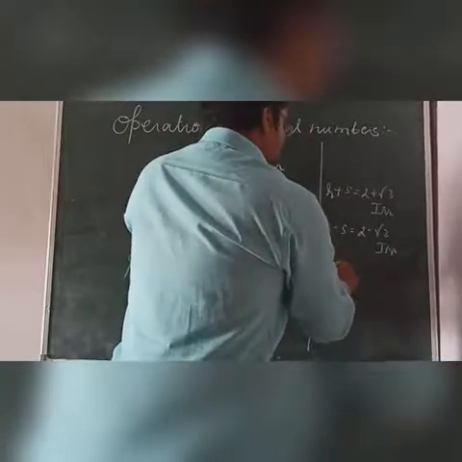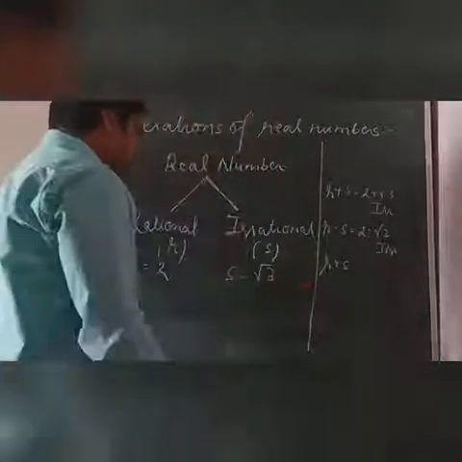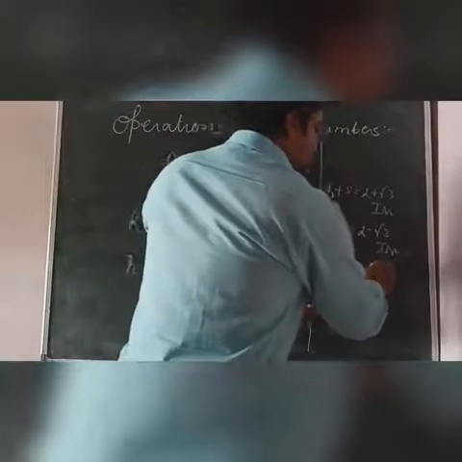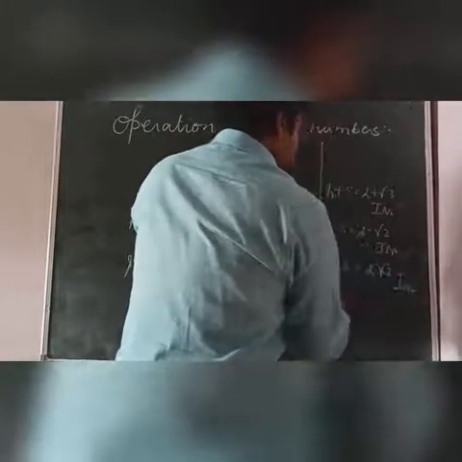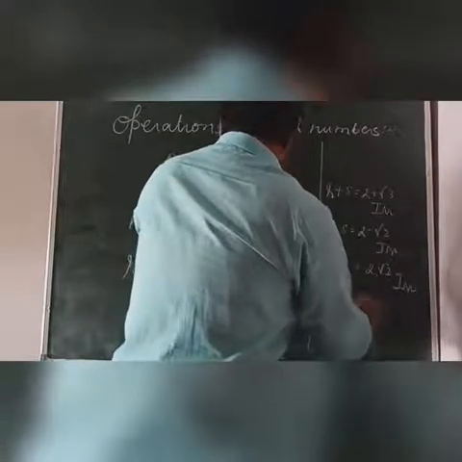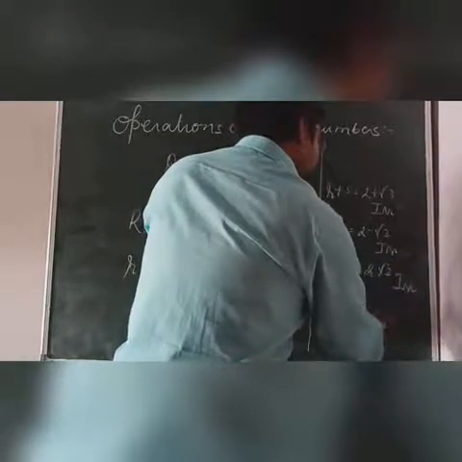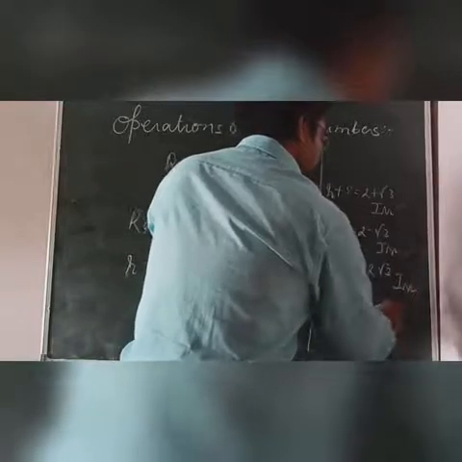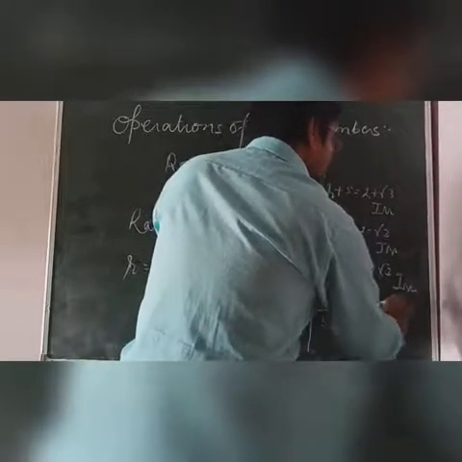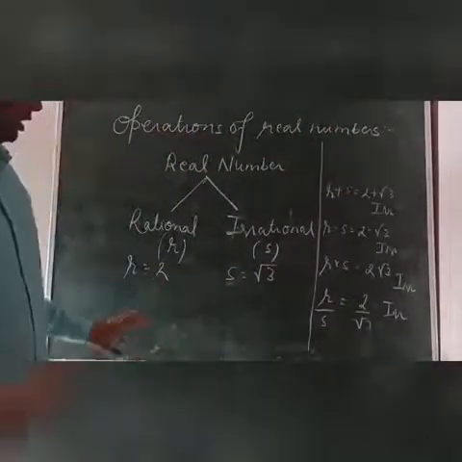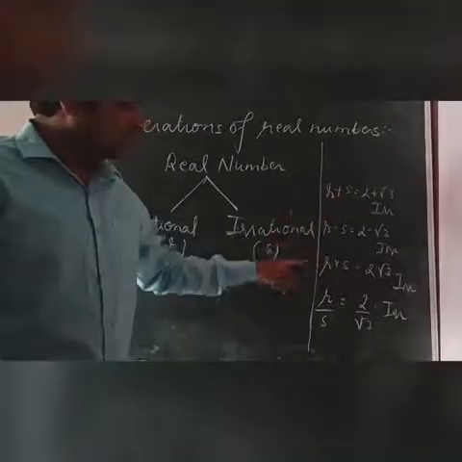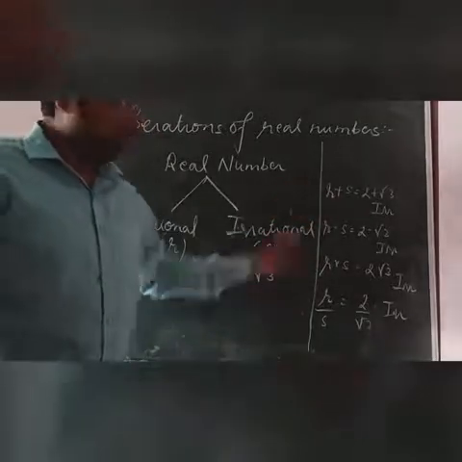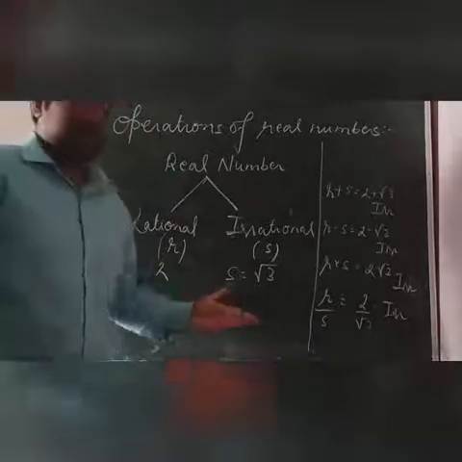And r into s, you can say 2 into root 3, also irrational. R divided by s, you are getting 2 by root 3, which is also irrational. So if we take one rational and one irrational number, then for subtraction, multiplication and division, in all four conditions we are getting an irrational number.